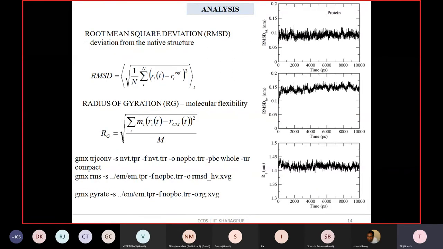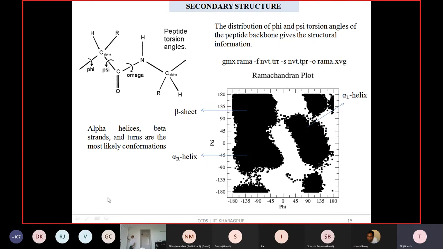We can do a root mean square deviation, which essentially gives how much the protein molecule has deviated from its native structure. The radius of gyration and mean square displacement are mainly essential for giving the molecular flexibility, or getting the molecular conformations and how the structural conformation changes with time. You can calculate from there. And GMX rms and GMX gyrate are the two tools that you can use here.